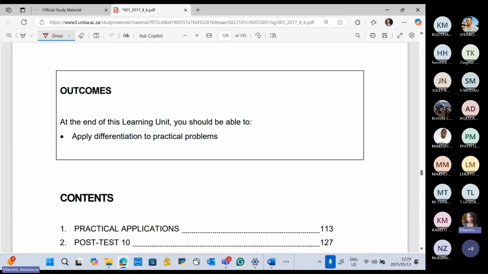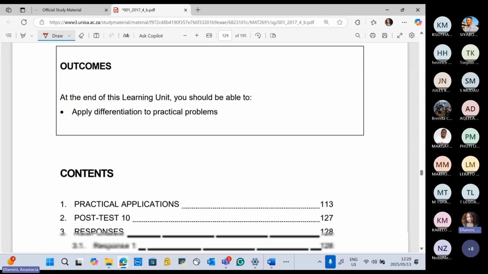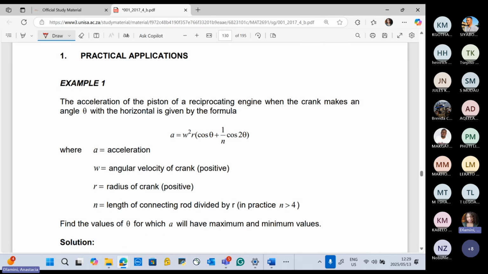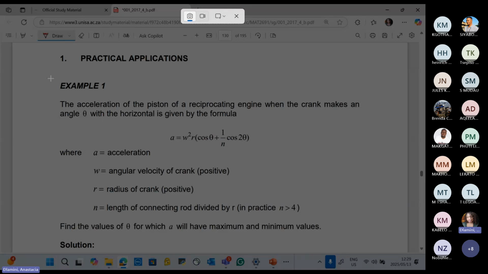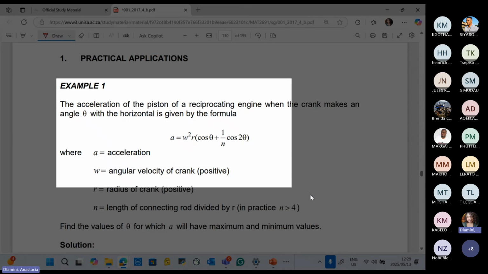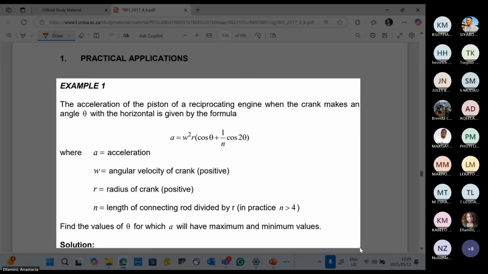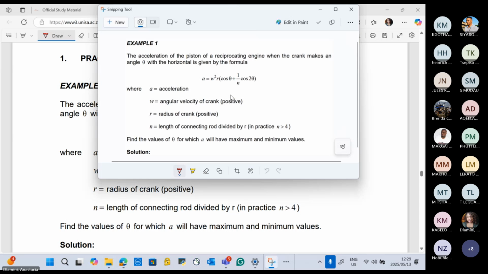And then at the end of this learning unit, you should be able to apply differentiation to practical problems. Guys, here's a problem. Let's solve it. Help me to solve. We'll do one example here and the rest you'll do. And I want questions.